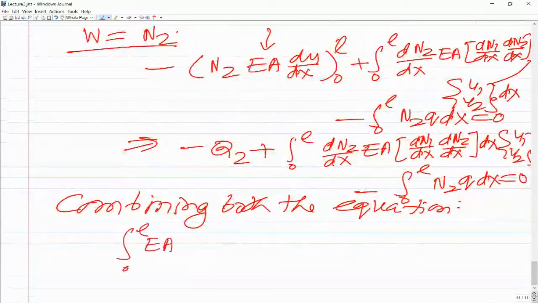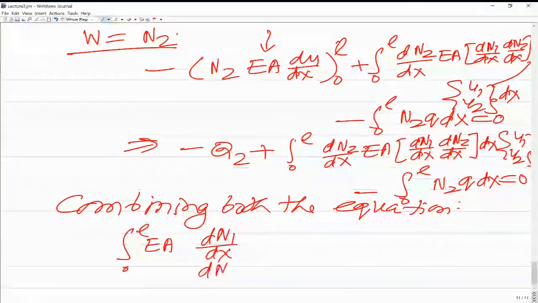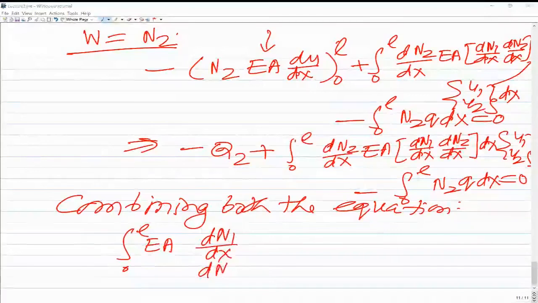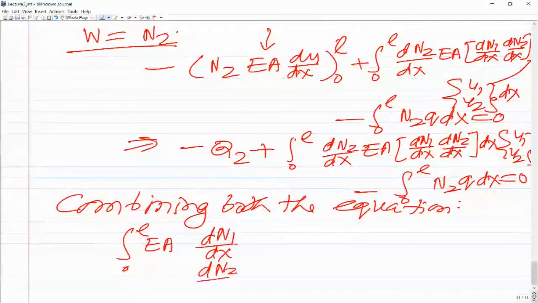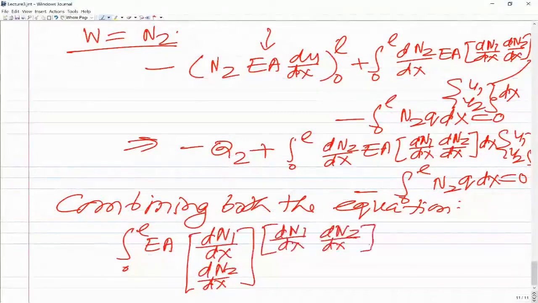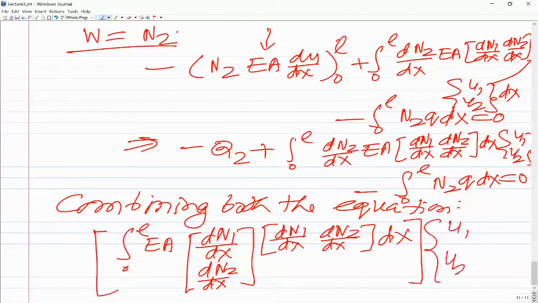Let me write here EA, and then the first term is dN1 by dx. See, the first equation has dN1 by dx, the second equation has dN2 by dx. So we can combine the two together in this manner, dN1 by dx, dN2 by dx, and then integration of the whole thing dx. So this will be your 2 by 2 stiffness matrix into u1 u2.